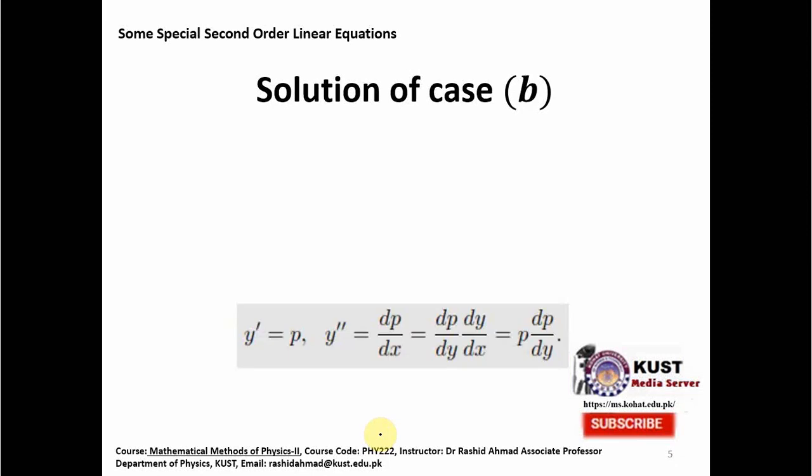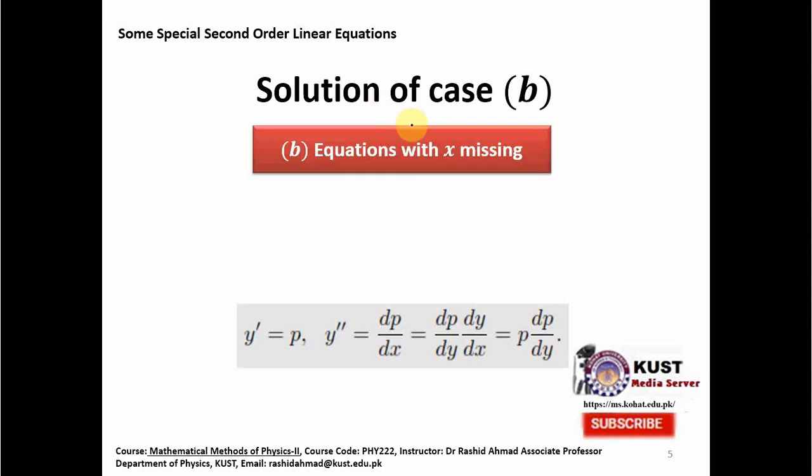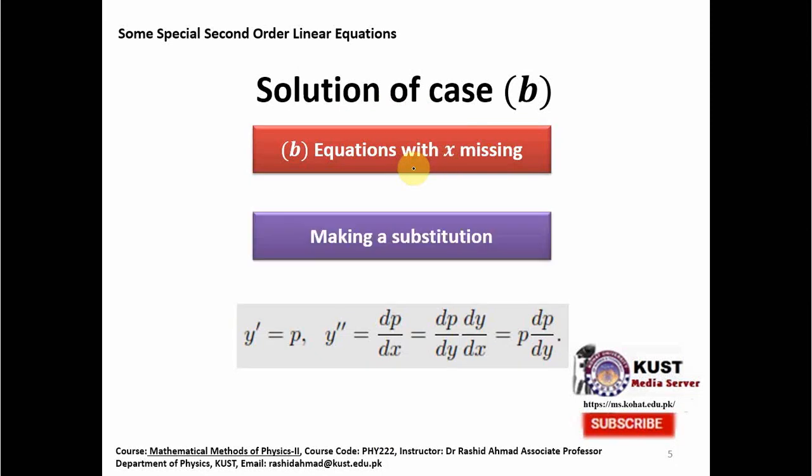Now we move towards our second case, the solution of case b, where we have equations with x missing. And when we have x missing, again we will go for the method of making a substitution. So either y is missing or x is missing. In both cases we will make a substitution. In this case, again we will make y prime equal to p and y double prime equal to dp by dx. But since x is missing, how can we differentiate p with respect to x?